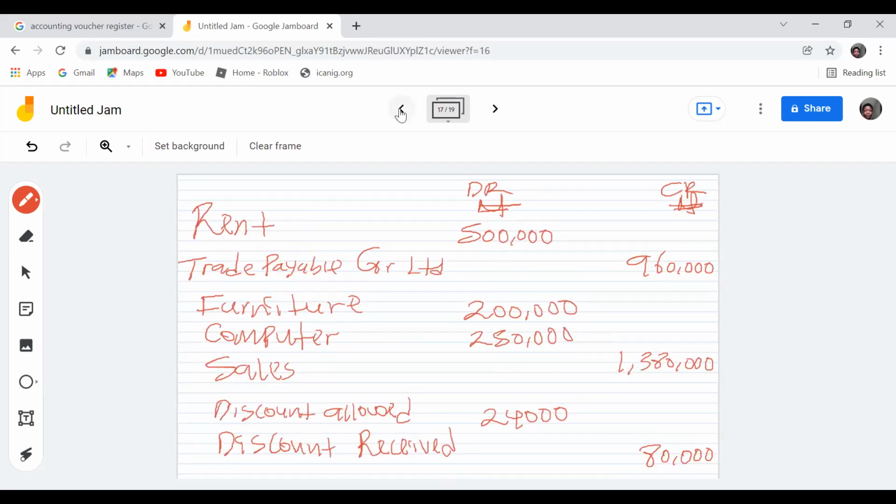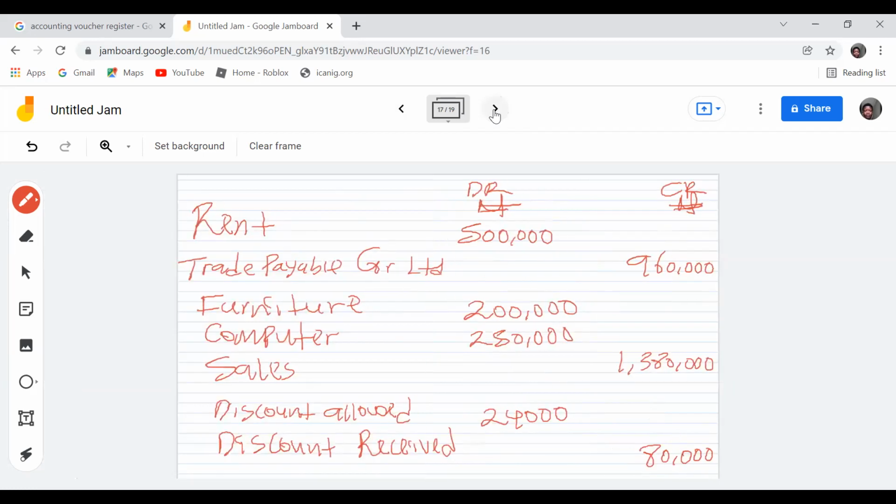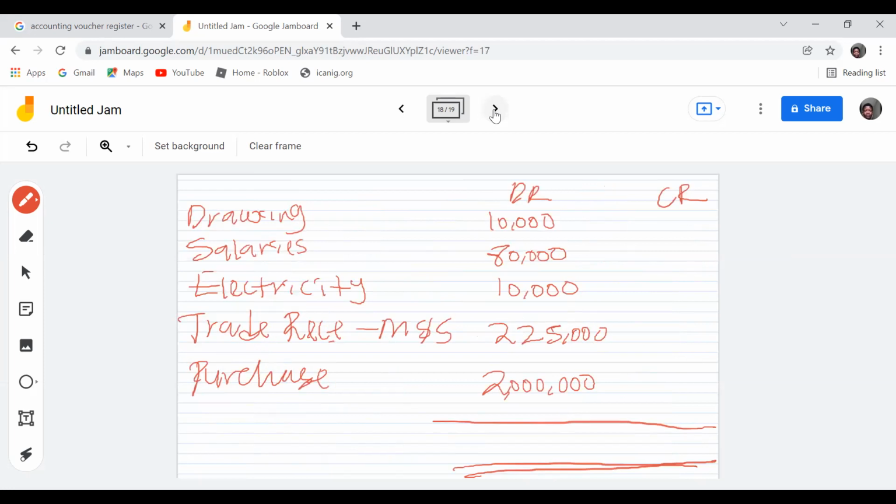We have 80,000. We have 1.38. We have 960,000. We have 250, and we also have 10 million. So let's add this forth. How many items do we really have? Just 5: 10 million plus 2.5 plus 960 plus 1.38 plus 80 as well. So these are the only 5.